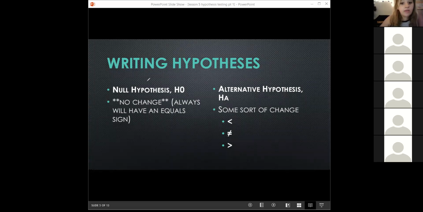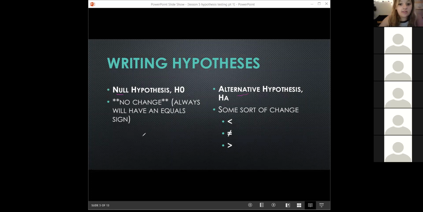Okay, so when we're writing our hypotheses, we're always going to have our null hypothesis and an alternative. So our null hypothesis is always saying that there's no change. So if there's no change, it's going to be equal. Okay? Always going to have an equal sign. If you see a null hypothesis and there's not an equal sign, it's not a null hypothesis, or it's wrong. So definitely make sure that we always have an equal sign in our null hypothesis, and then on the contrary, we are never going to have an equal sign on our alternative hypothesis.